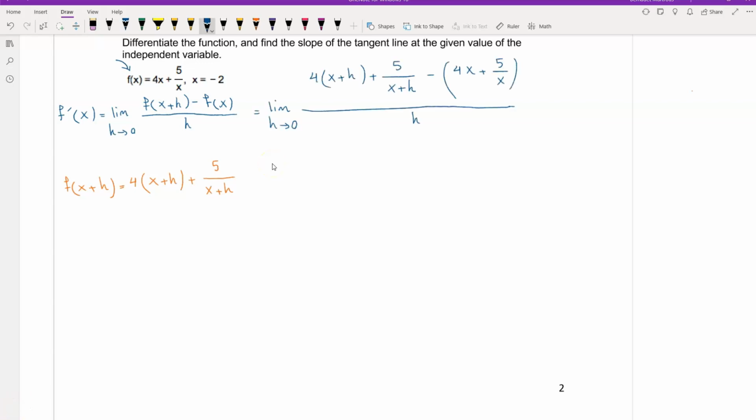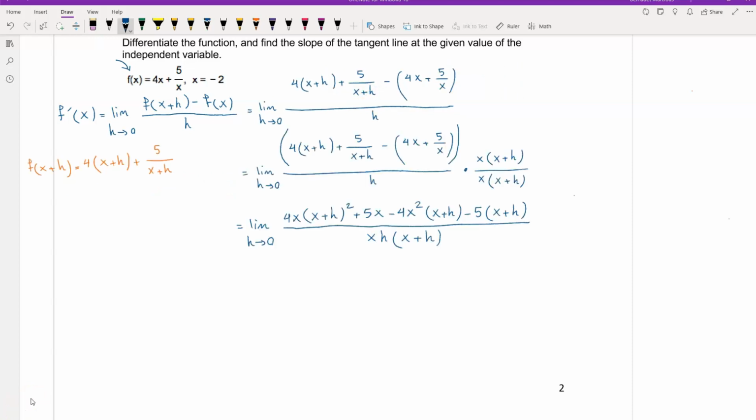So f prime of x, that is equal to the limit as h approaches 0. Here, this part, that is f of x plus h. Then we have to subtract f of x, which is given here on the board. And finally divide by h. So here our denominator is x plus h, and here we have x. So I'm going to multiply both numerator and denominator by x times x plus h.